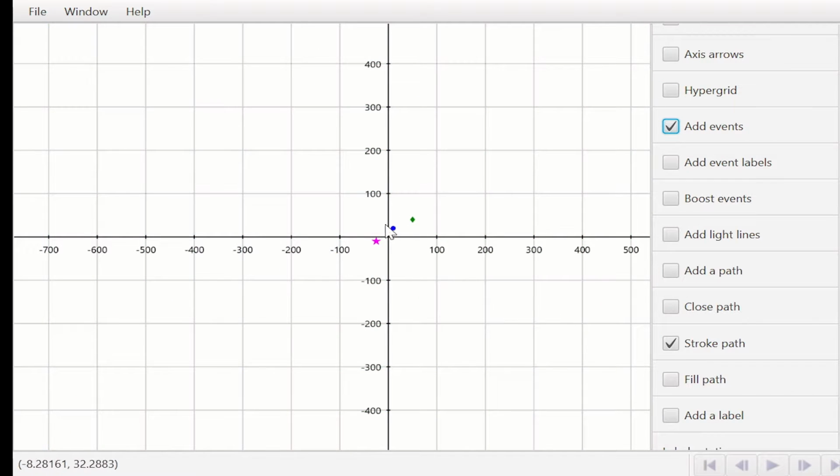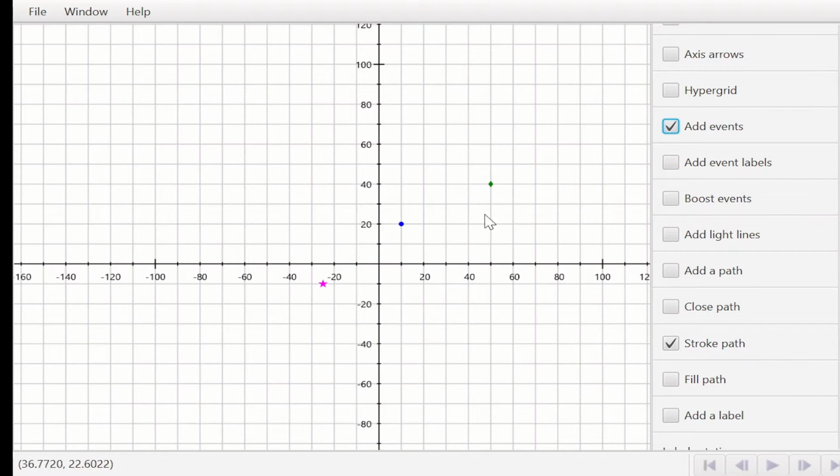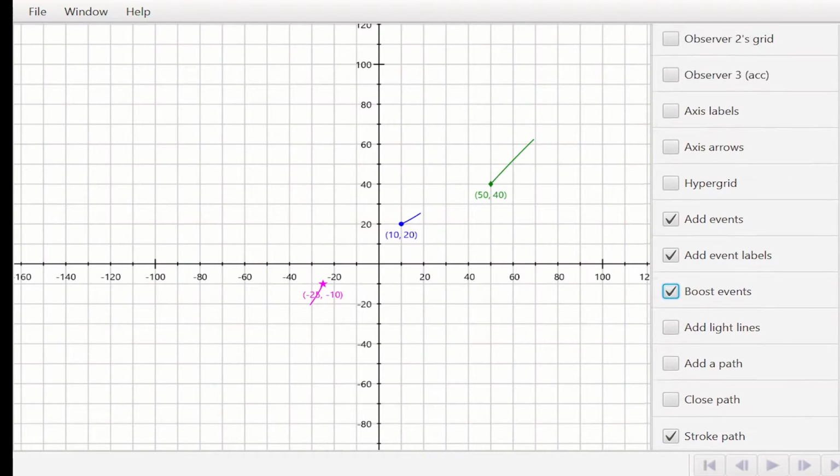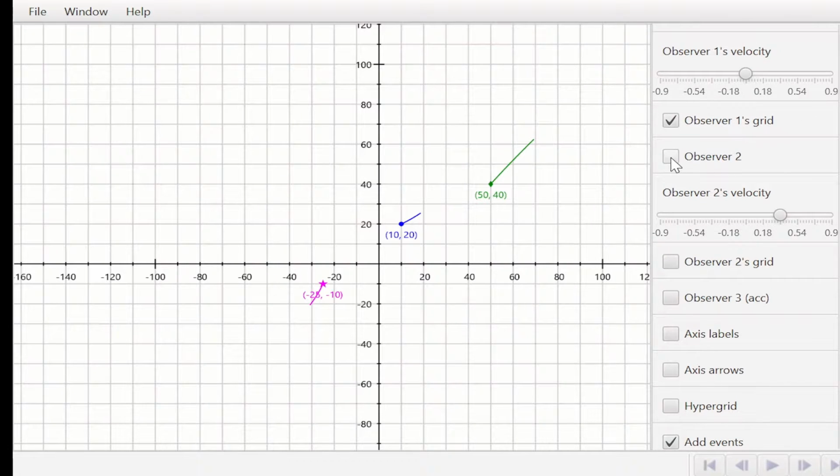I can add events at particular locations. And I can label those, so those are the coordinate points. I can boost the events, and I'm boosting it to the inertial frame of the second observer. So this one. So let's turn on their axis. Let's see, second observer's grid.